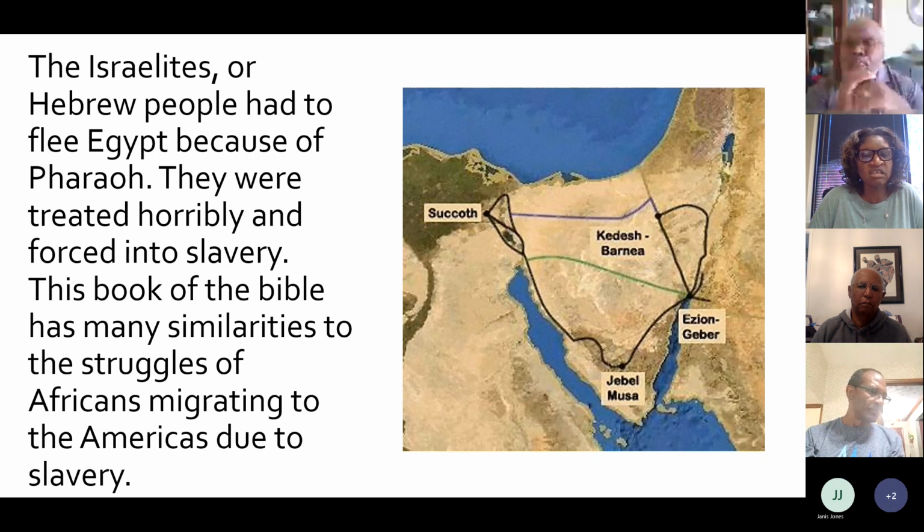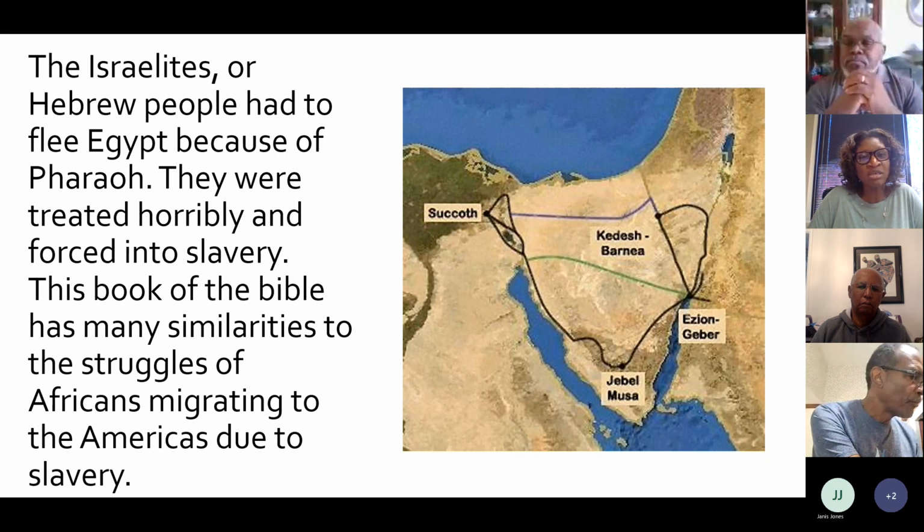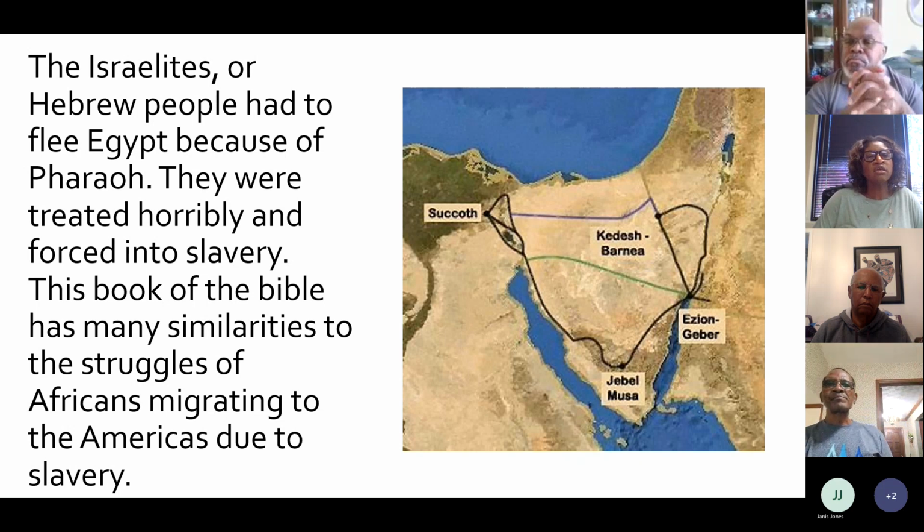If you pay attention to this picture on the right, we said the word Exodus was leaving out or moving out. And so the key people that we chronicle in the Old Testament are Israelite people. These Israelites, or the people of Israel, or Hebrew people, had to flee out of Egypt. Once again, remember, you got to tell your people, Egypt is located in Africa. So they leave out of Egypt. They got to get up out of there because of a particular leader named Pharaoh.